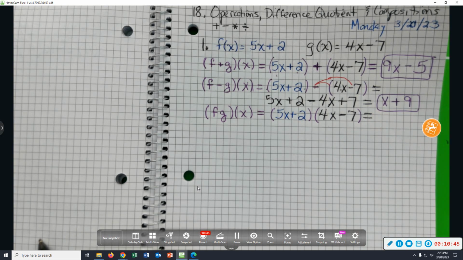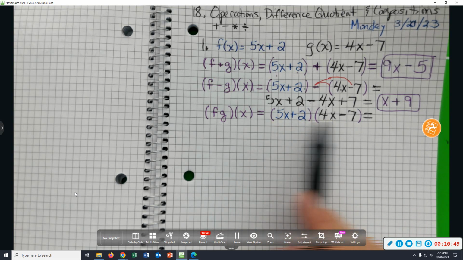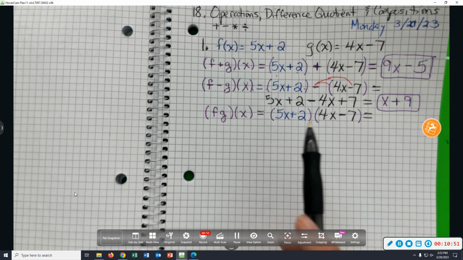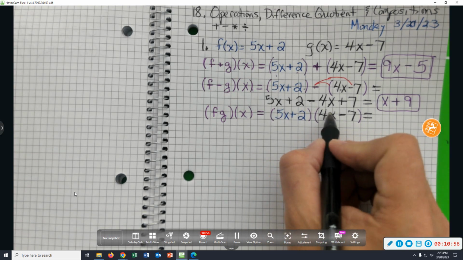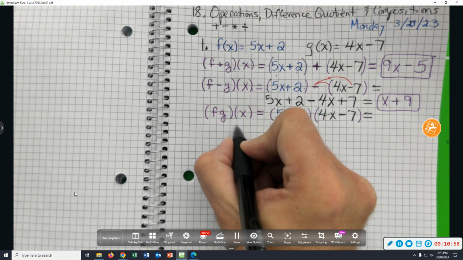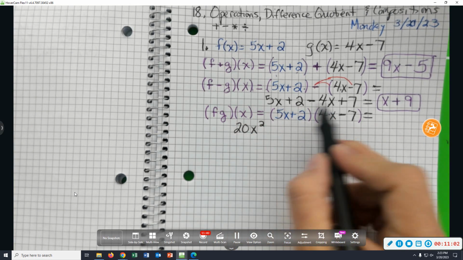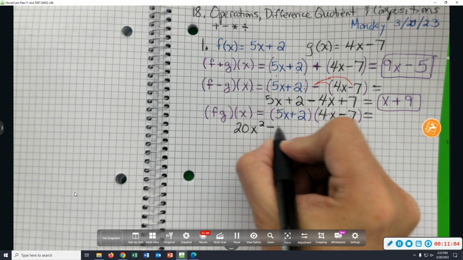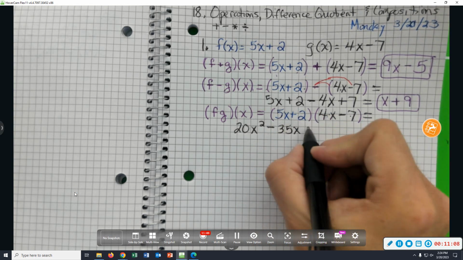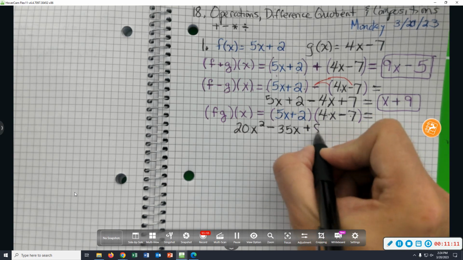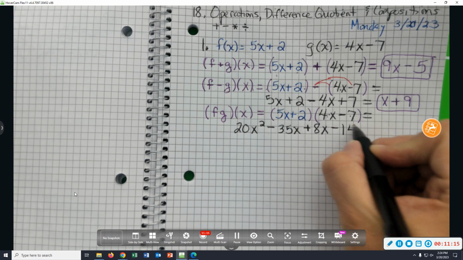I bet y'all can tell me, how are we going to multiply 5x plus 2 by 4x minus 7? I'm looking for a 4-letter word that starts with F. So we're going to FOIL it out. We'd have a 20x squared first, outer minus 35x, inner 8x, and what's the last going to be? Last, minus 14. Good.